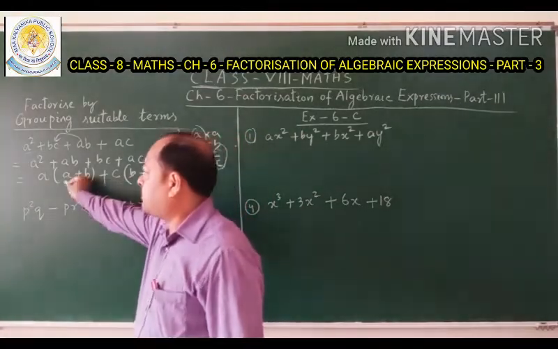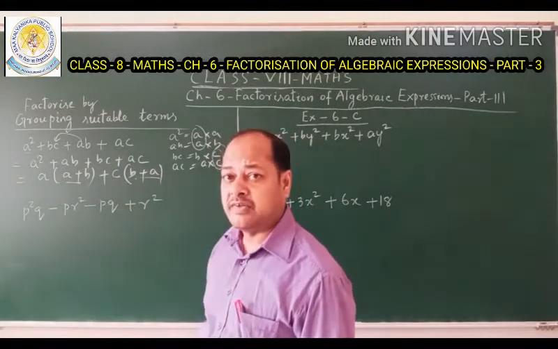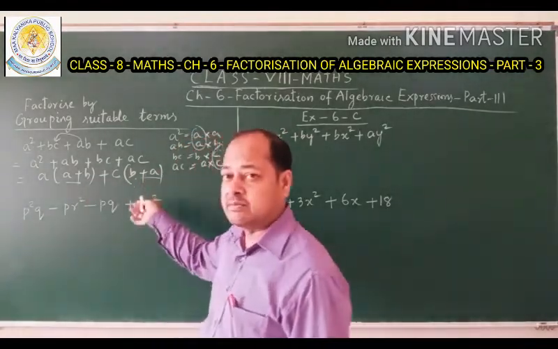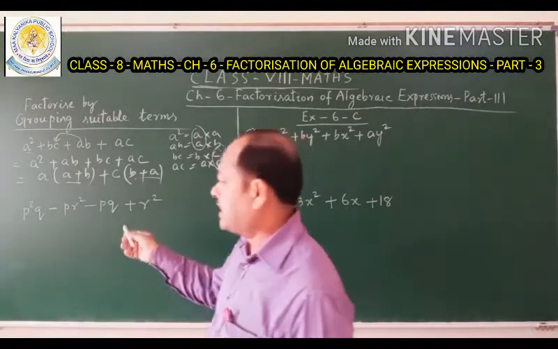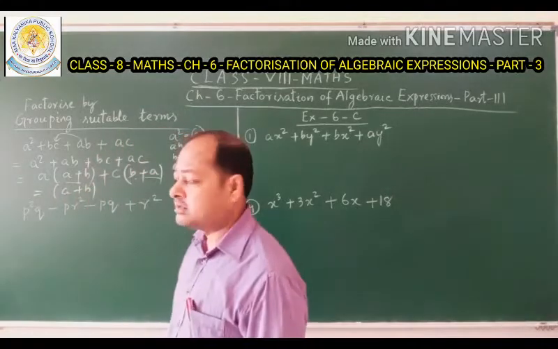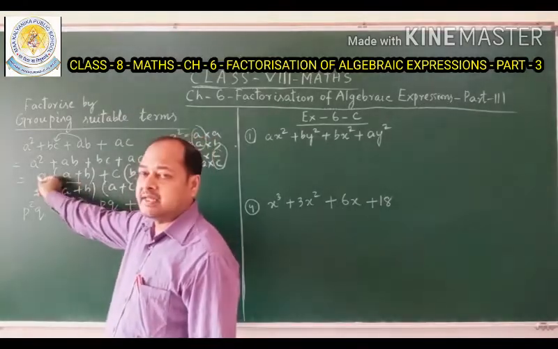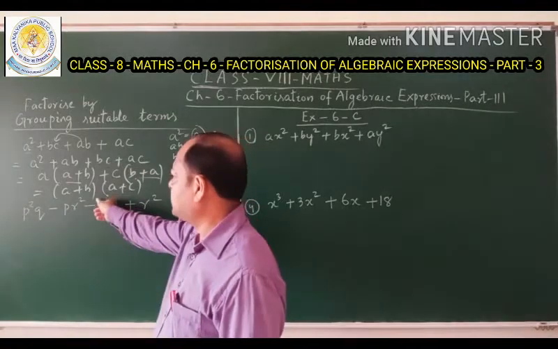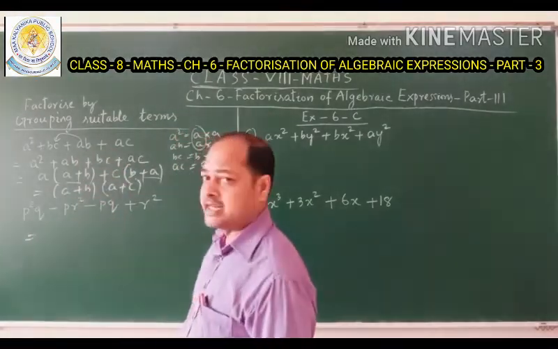So a plus b and b plus a are both the same term, the common binomial factor that we read in the last class. So we write (a plus b), the common binomial factor, into (a plus c), where a is left here and plus c. So a plus c is another binomial term. So (a plus b) into (a plus c) is the solution of this rearrangement.